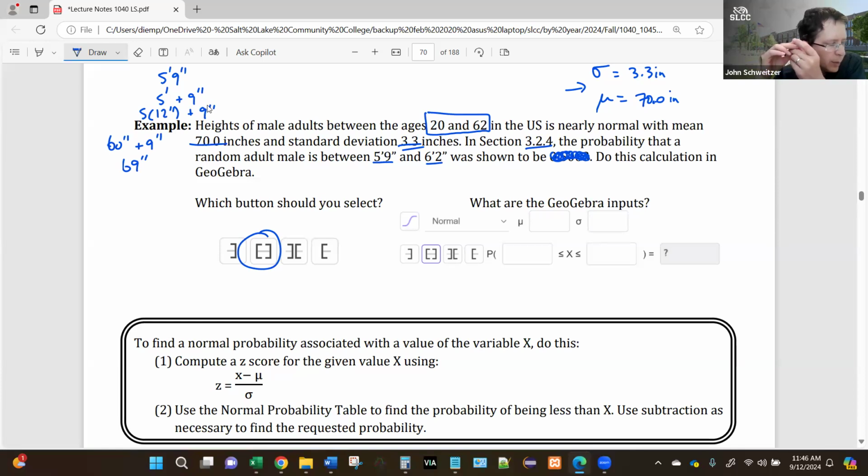Okay, I'll go quiet for a couple minutes and let you guys work with this. Let me just give you a couple more hints here. That would be 70. That would be 3.3. This makes sense? So give it a try. I'll go quiet here for just a minute and let you work on this. What percent of males are between 5'9" and 6'2", adult males?